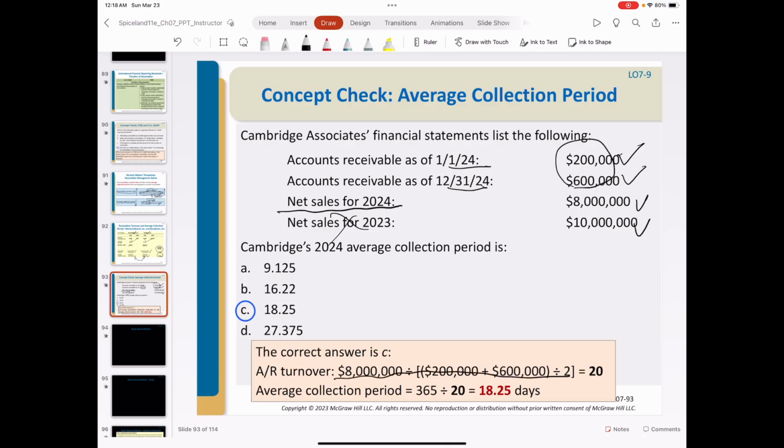So based on this calculation, the turnover ratio was 20. We use it to divide 365. That's 18.25 days. In other words, the company will collect its payments within 19 days on average.